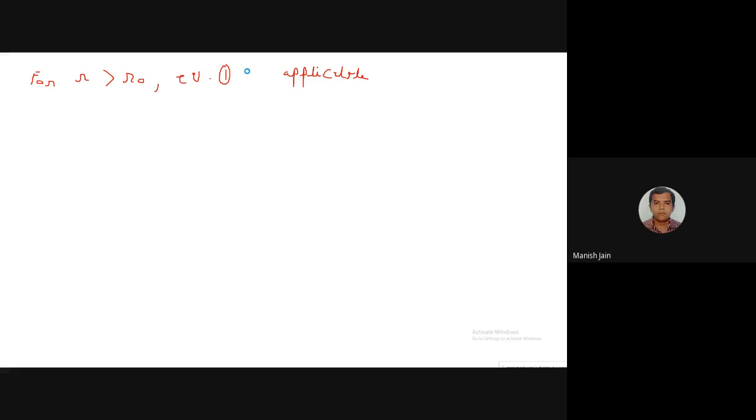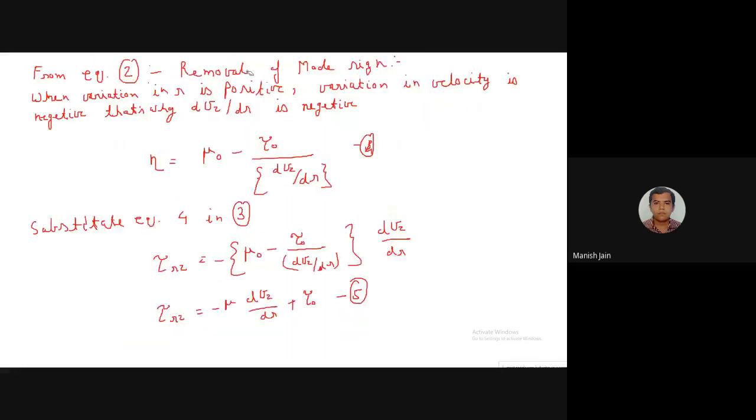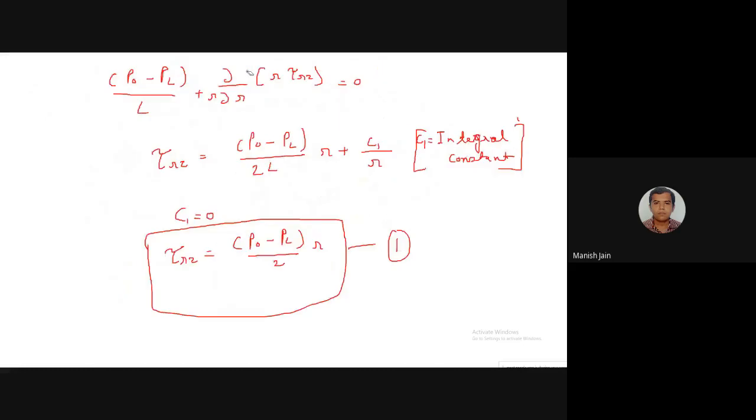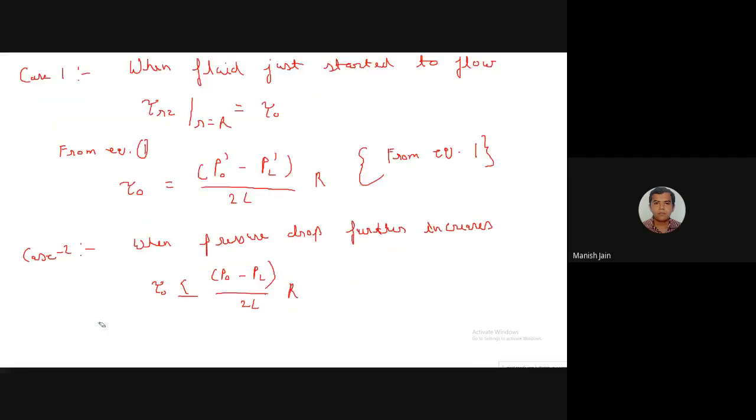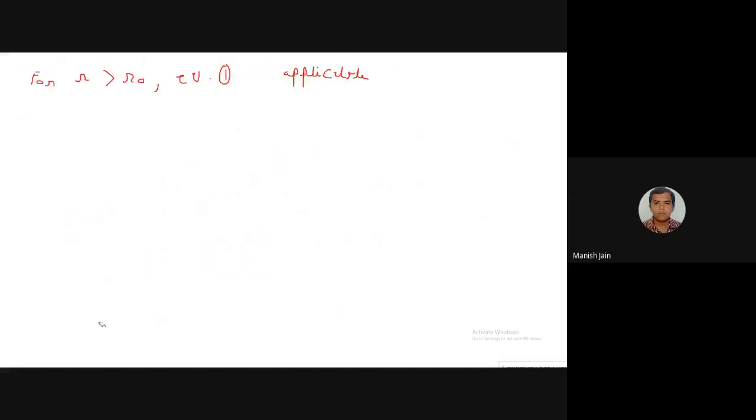The equation number 1 is this. So this is applicable for the whole boundary. Then you have equation number 2. This equation number 2 is only applicable when R is greater than or equal to R naught. So we are solving for the same condition, when R is greater than or equal to R naught.